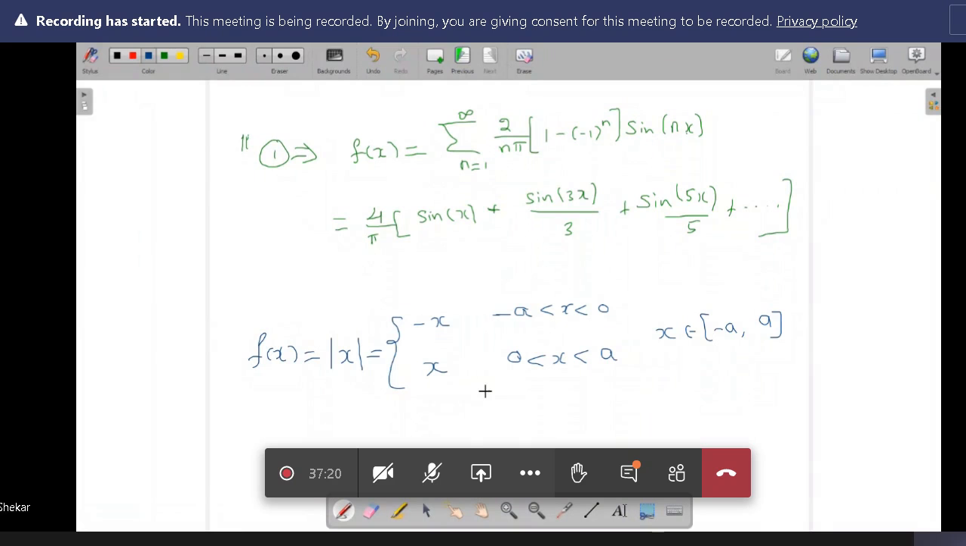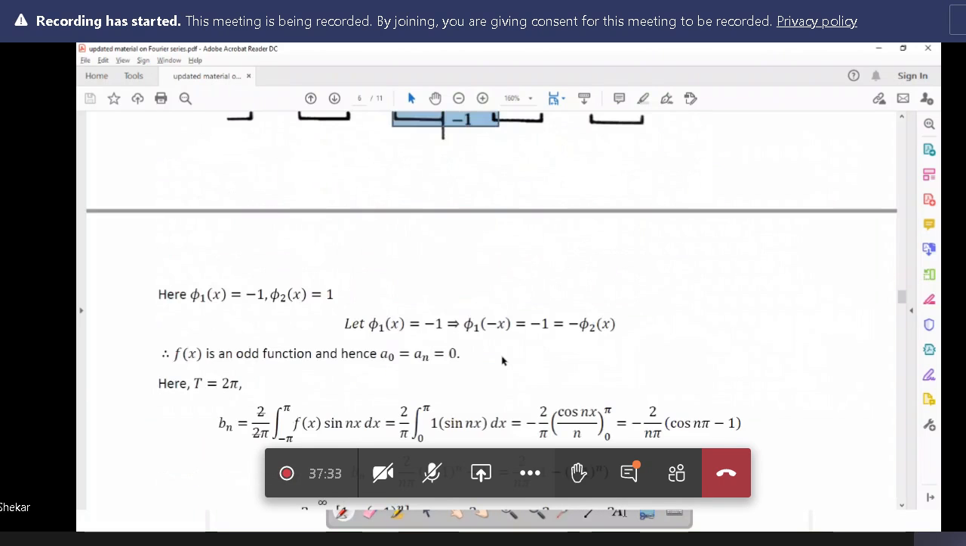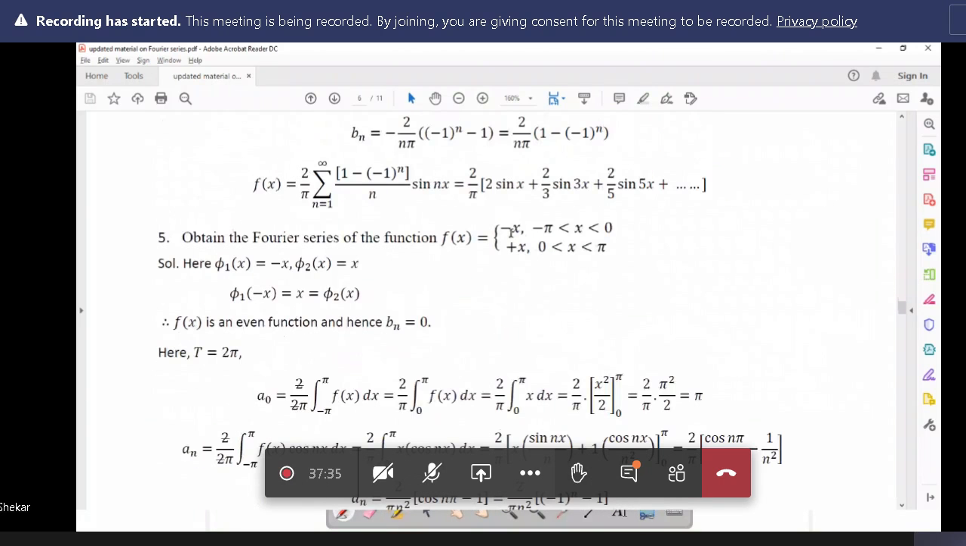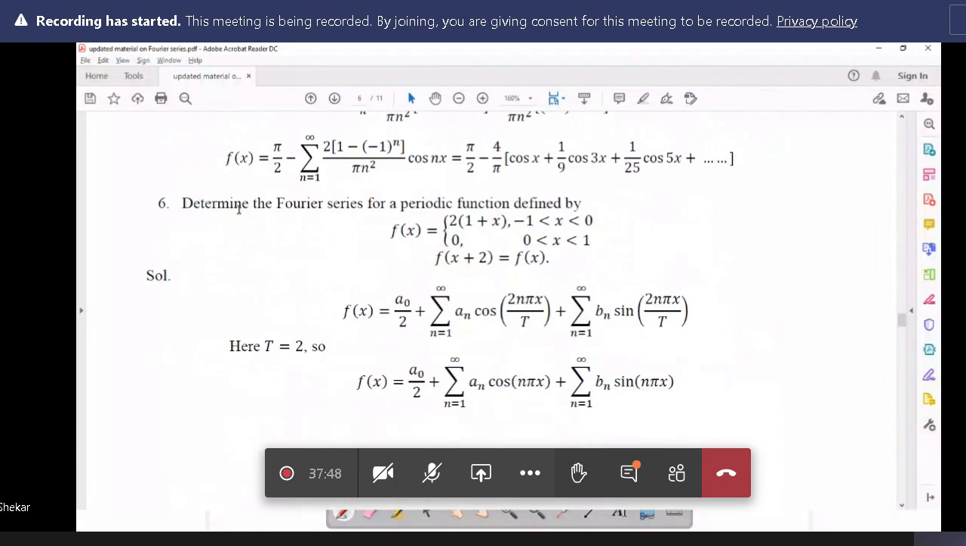So it is a mod x function, and we got the Fourier series expansion for a mod x function. Since it is just another way of representing a piecewise function, I will not discuss the next example. You can go through that. As an example, this is similar to example 3. The result of 5 is the same as example 3, and I won't take this again. So let me take one more example, that is the sixth one.